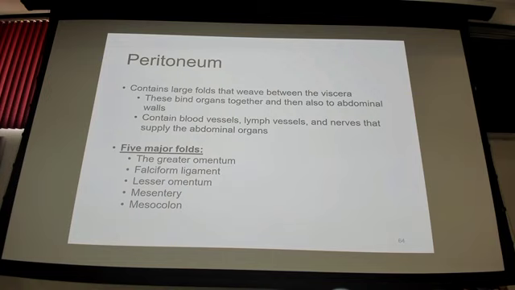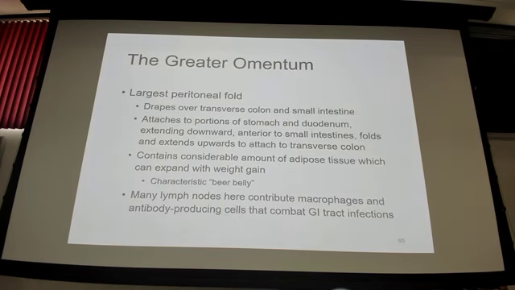Okay? So, 5 major folds: greater omentum, falciform, lesser, and mesenteric mesocolon. Sounds like a lot. It's really a lot more easy to unpack as we go through it. You know, as you retire from the military active duty, you start to work on your greater omentum, right? Start to put some on, right? As you run less and less, you eat more and more. So I'm really working on my greater omentum here. It's where you would find the beer belly, okay? It drapes over the front. Like that's what you see as abdominal fat.